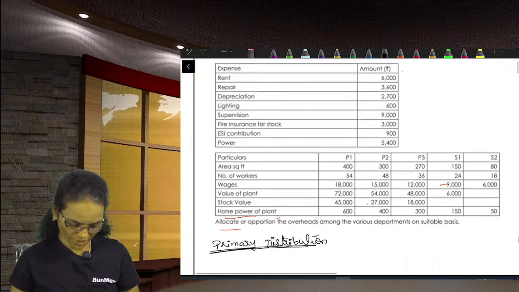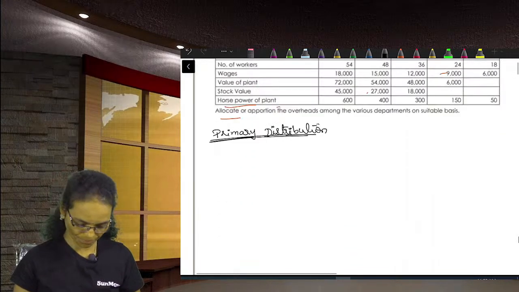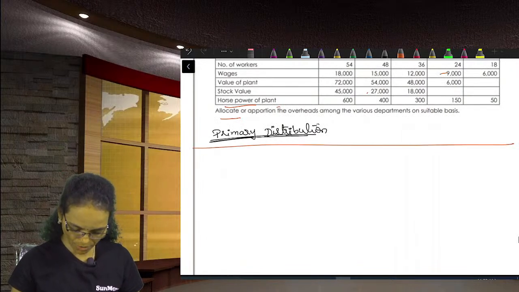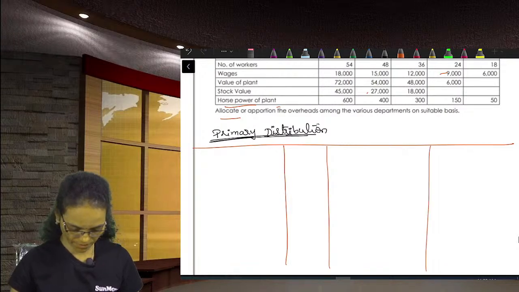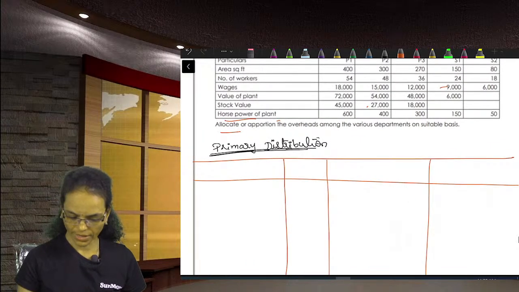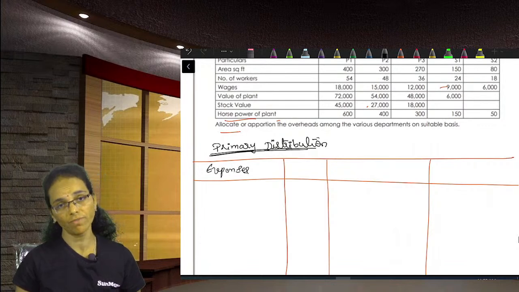No, we will not say like that, right? What we will say is, all clubbed together, we will pay to the landlord. Then after that, the rent expenditure will be divided among all the departments in the ratio of area occupancy. That is called the primary distribution. So what is the first expenditure we incurred? Rent.